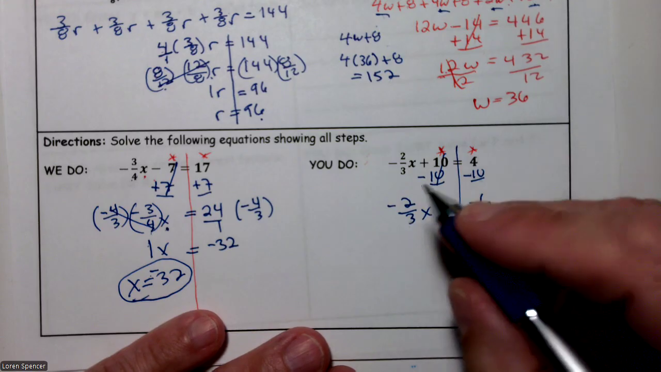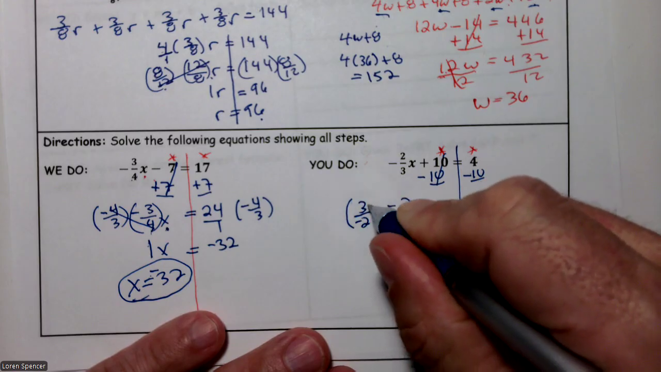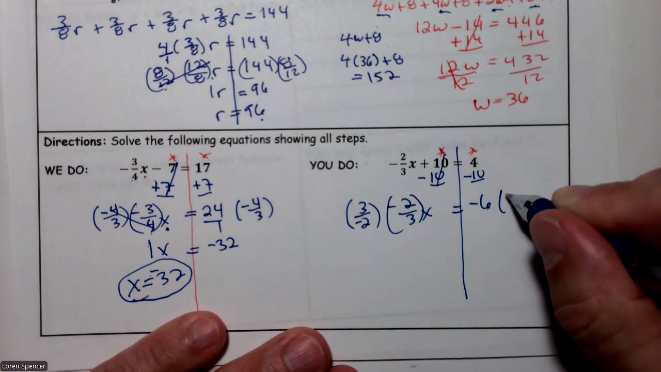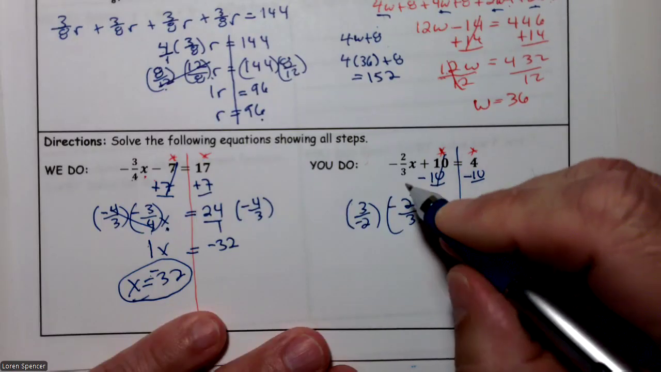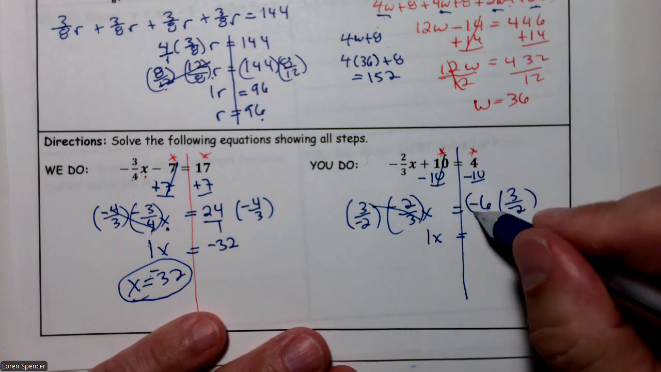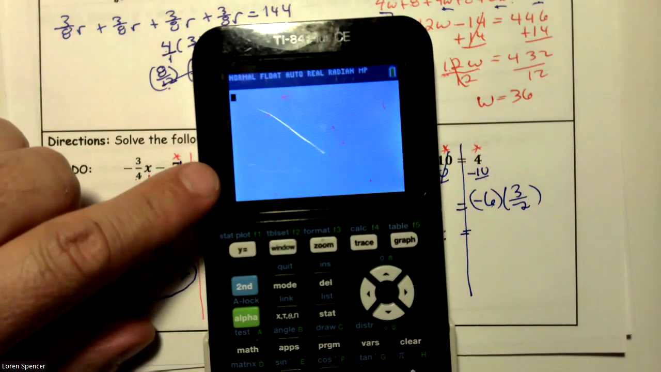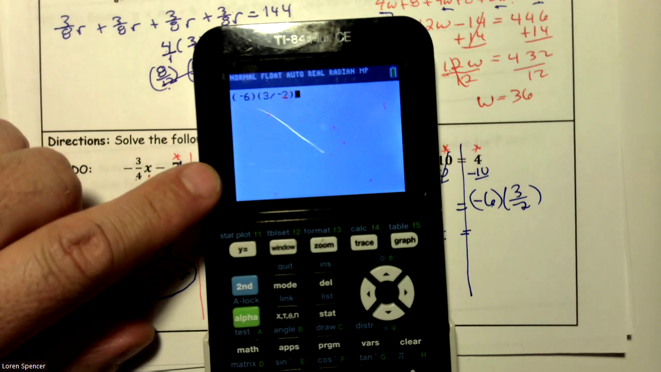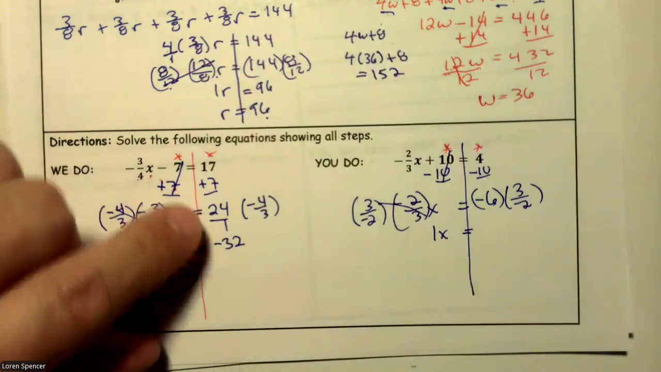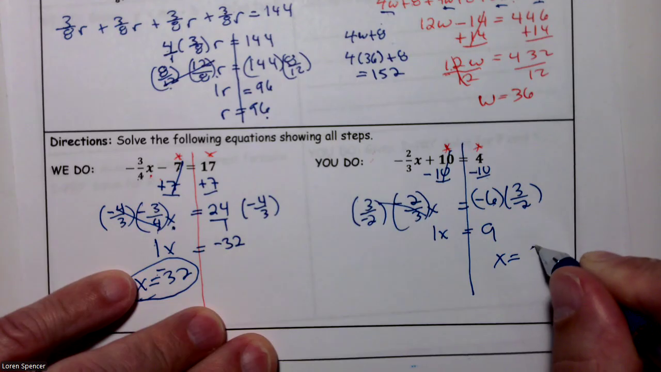Dividing fractions, easy as pie, just flip it and multiply. So this is going to be 3 over negative 2. And this will also be 3 over negative 2. This will go away and become 1x. I'm going to put this negative 6 in parentheses, and we'll plug that into the calculator as well. Parentheses negative 6, parentheses 3 divided by negative 2, and we end up getting 9. So 1x equals 9. Our answer to this is 9.